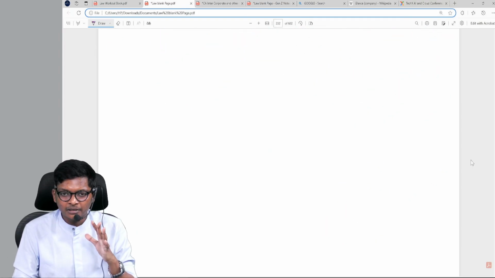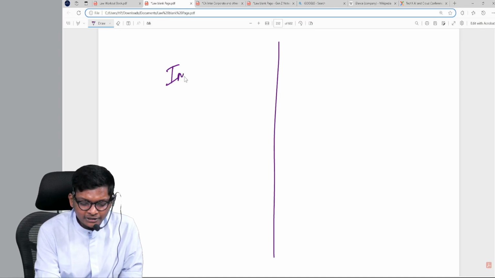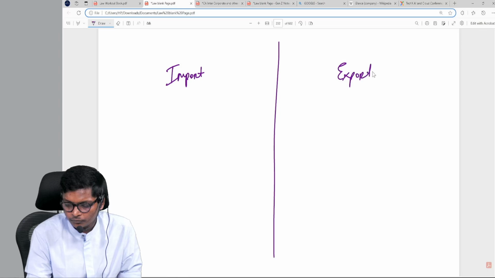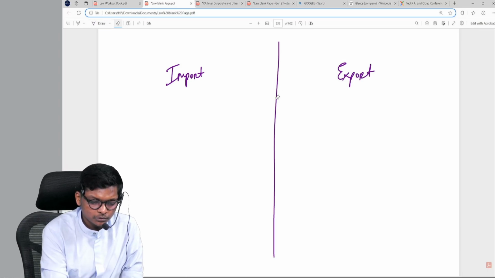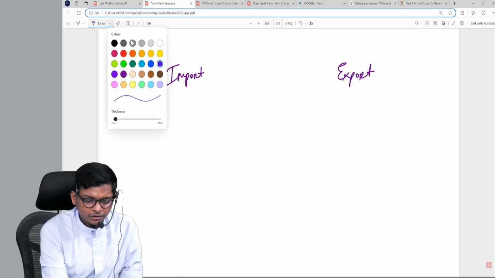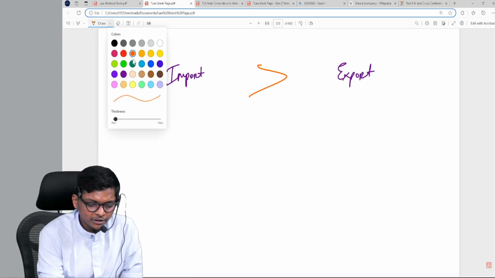So now if you come here, you tell me, in India, import is more or export is more? Which is more? That should not be something you don't know, guys. Import is more. Okay, next.